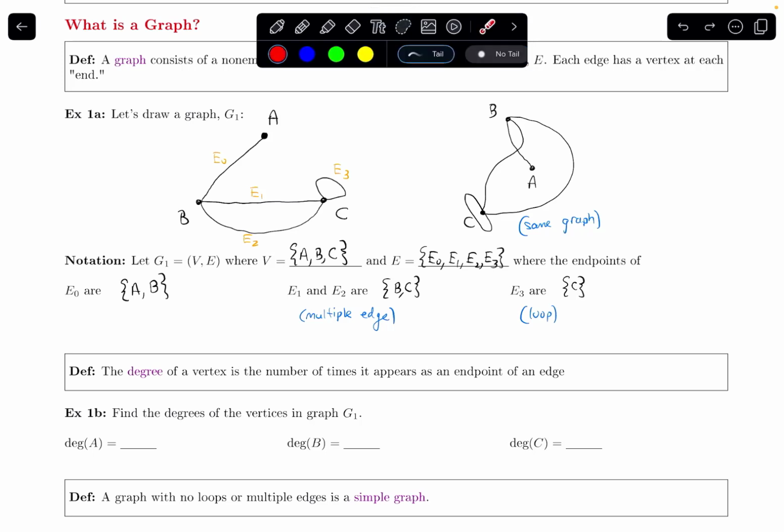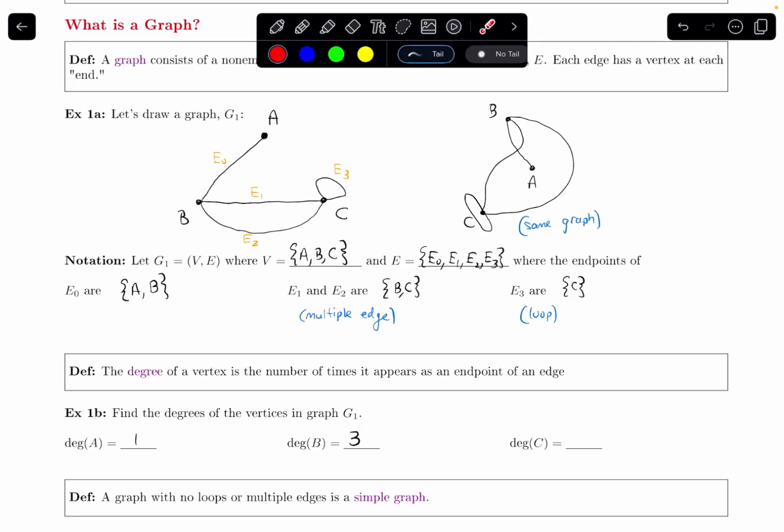So in my graph up here, what's the degree of A? How many times does that show up as the endpoint of an edge? Well, it's the endpoint of one edge, just E0. So its degree is just 1. All right, what about B? Well, B shows up as an endpoint for this edge, as well as this one. So it shows up as an endpoint of an edge 3 times.